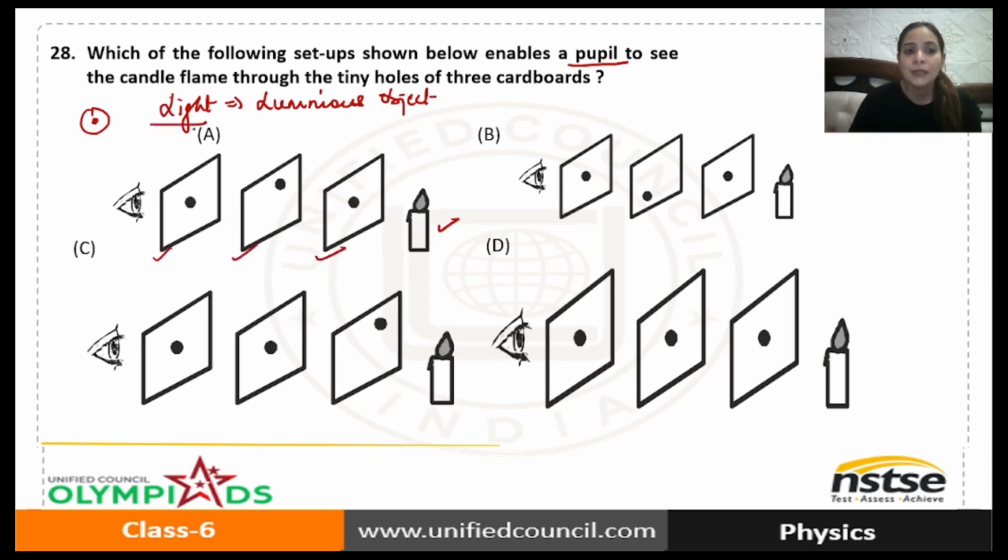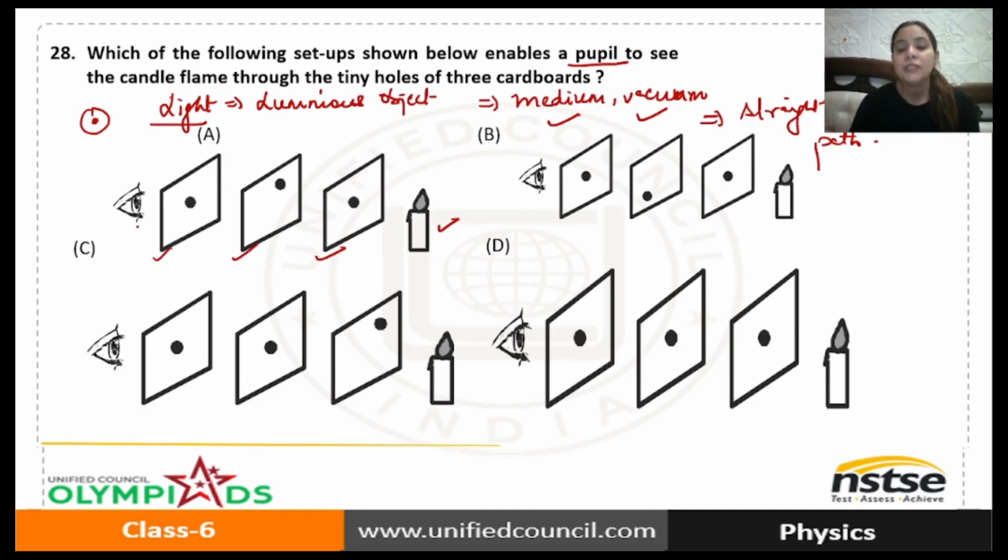Now talking about light, we know that light is a form of energy and it can travel through a medium, and also it can travel through vacuum. If there is something, then also it can travel. If there is nothing, that is vacuum, then also it can travel. But we need to remember that light always travels in a straight line path. Now here 3 cardboards are present. So in order to see the candle, we need to have 3 holes placed in line.